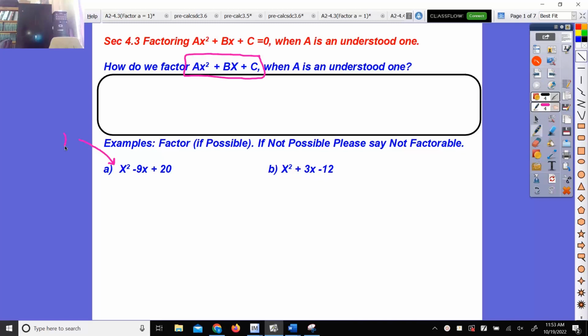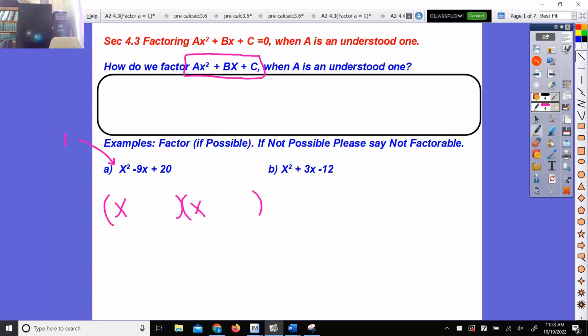A lot of you guys do know how to factor already. We'll just go ahead and factor and we'll talk about what happened. How do you factor x squared minus 9x plus 20? What's it take to make your x squared when you FOIL? It takes an x and an x. Now you start thinking about your 20. What's it take to make it 20?